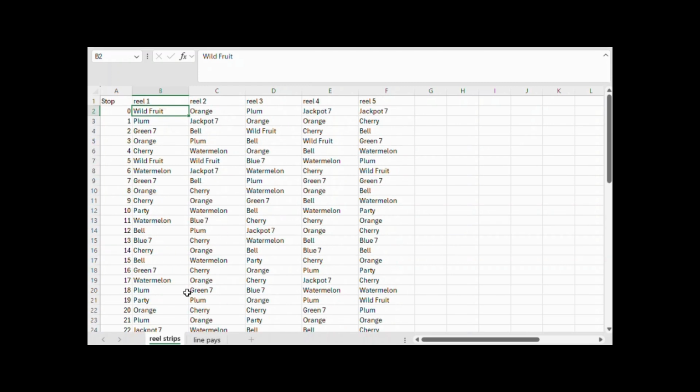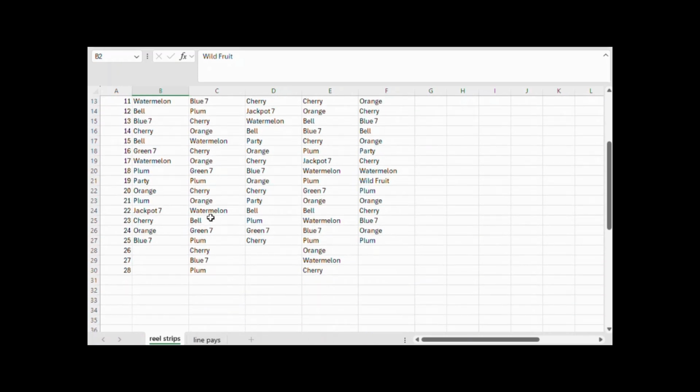Programmers like to start counting with 0, and the way slot machines work, and this goes back all the way to the very first slot machines in the late 1800s, is there is a circular reel, and there are different symbols on this reel, and the game will randomly pick a place to stop. And if the symbols that stop on the pay line match certain combinations on the pay table, then you win.